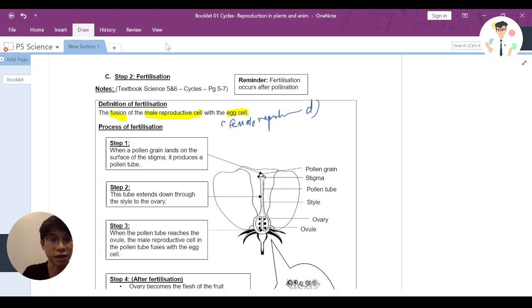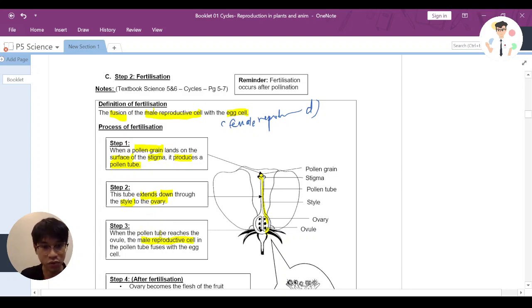Just now we know the pollen grain has landed on the surface of the stigma. When the pollen grain lands on the stigma, as you can see here, it will produce a pollen tube. This dot here is actually the pollen tube, and this tube will extend down through the style to the ovary. And since you have the tube, now this male reproductive cell will do what?